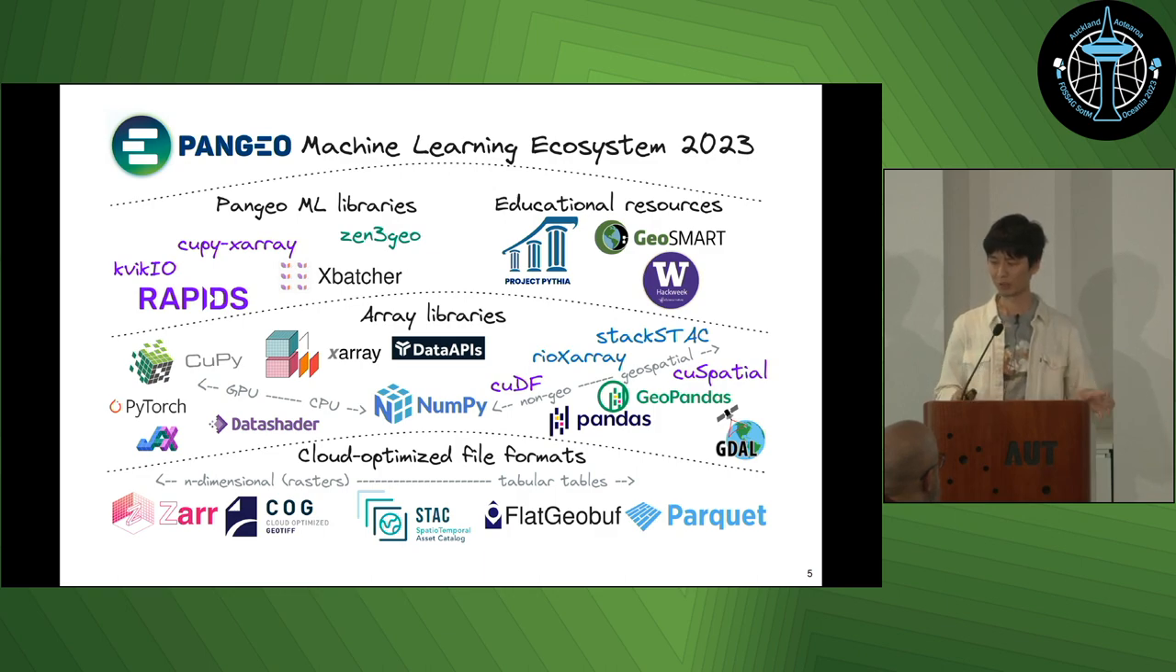Moving on to the top row, this is where the rest of the talk will focus. We have the Pangeo ML libraries on the top left: kvikIO, cupy-xarray, xbatcher, Xarray-Spatial. I'll talk about these in detail later, and then there are educational resources I'll point you to as well.